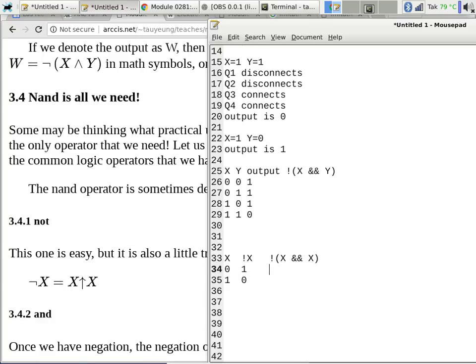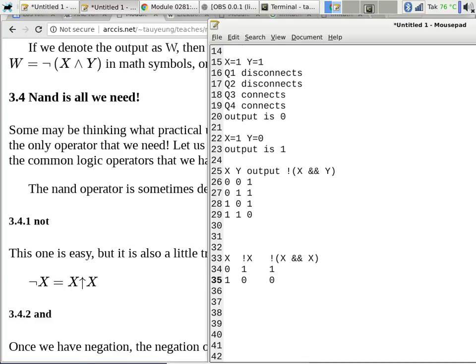So now you plug X into this more complicated expression. X is false. False and false is false. Not false is true. Very good. So we put a 1 here. And then on the next row, we do about the same thing. X is true to begin with. True and true is true. Not true is false. Cool. Well, there you have your proof.